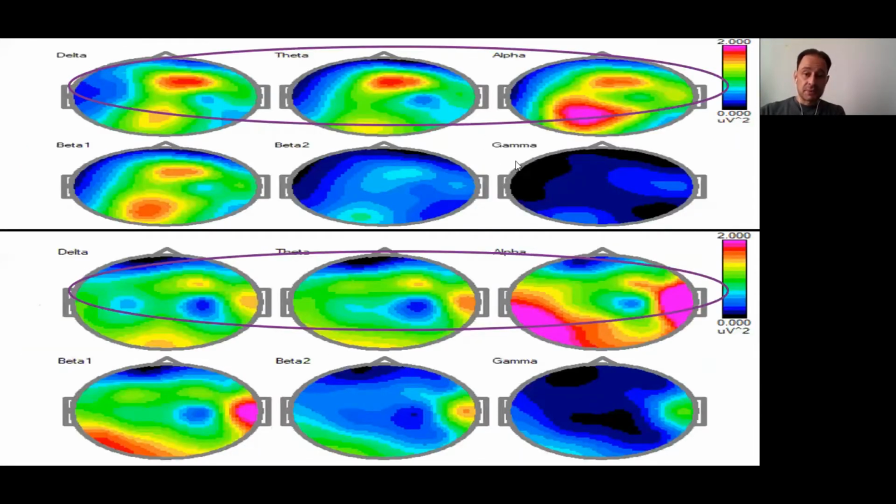So at the top, this is baseline, and this is during Brainspotting. Look at all the red going away in the frontal region. We are disengaging, we're cooling down the amygdala, we're cooling down the anterior cingulate gyrus. Well, we're not doing it. The client is doing it by virtue of his own processing.